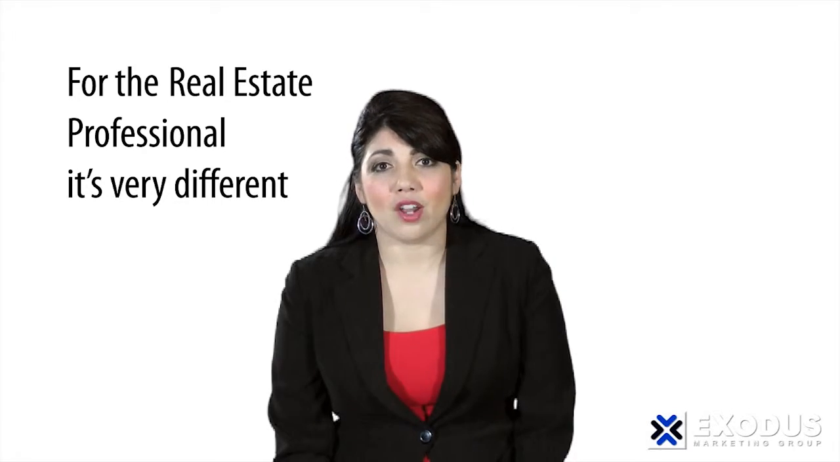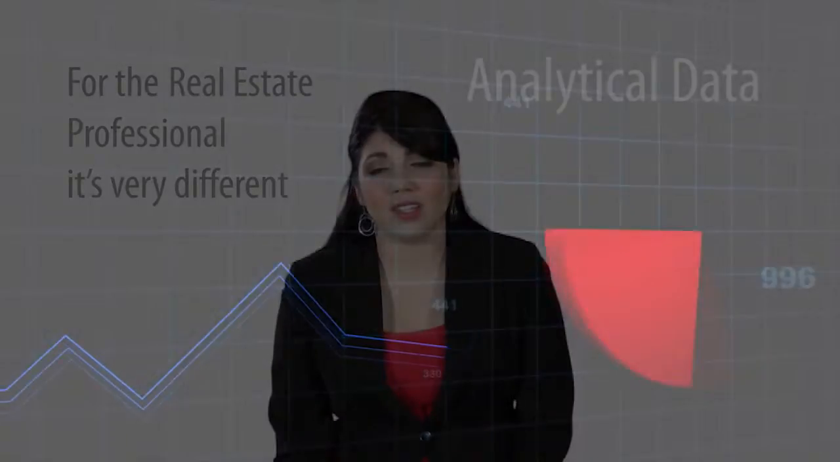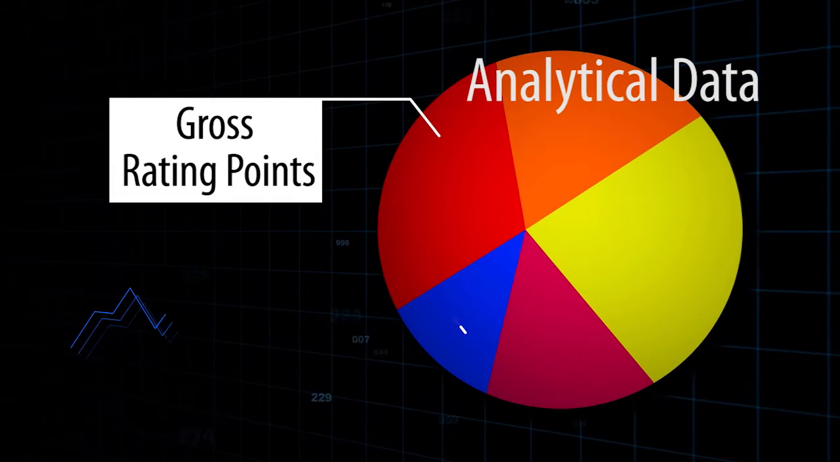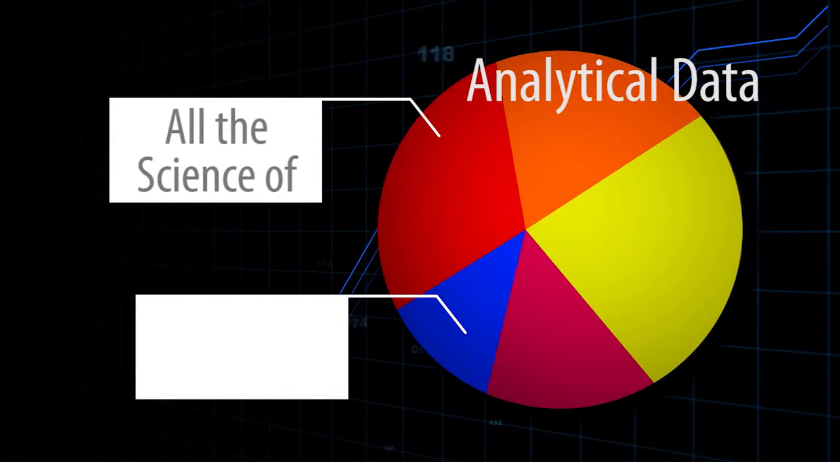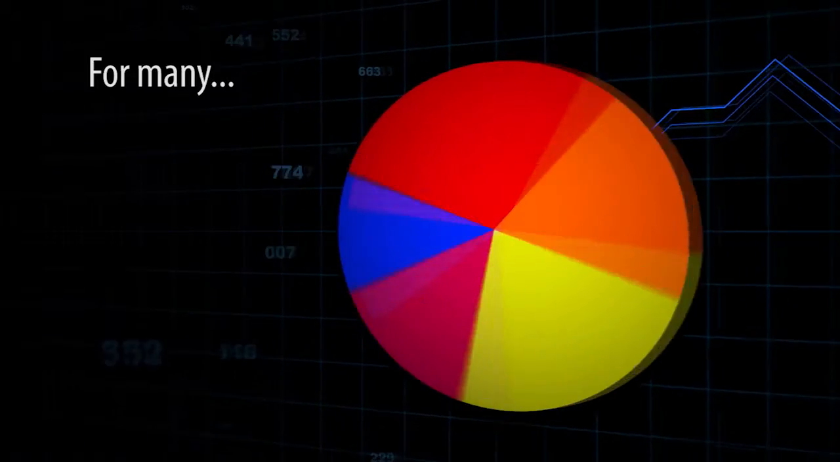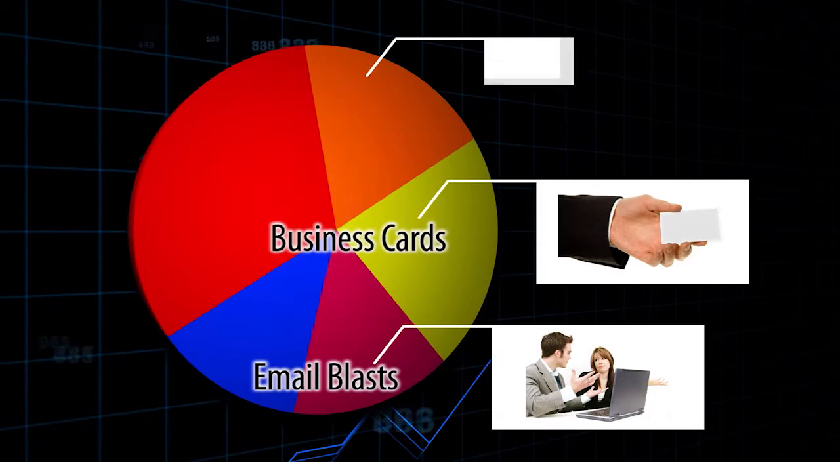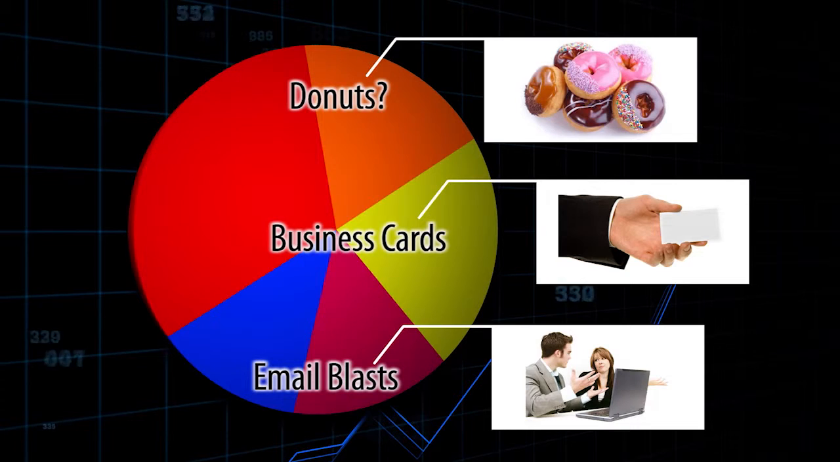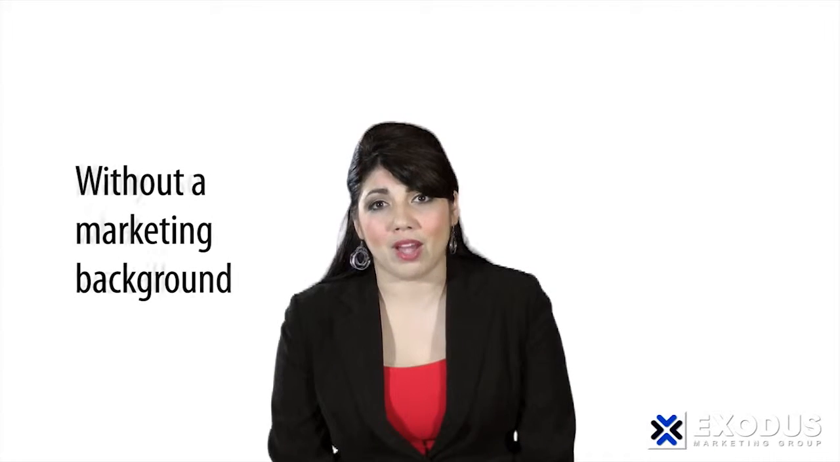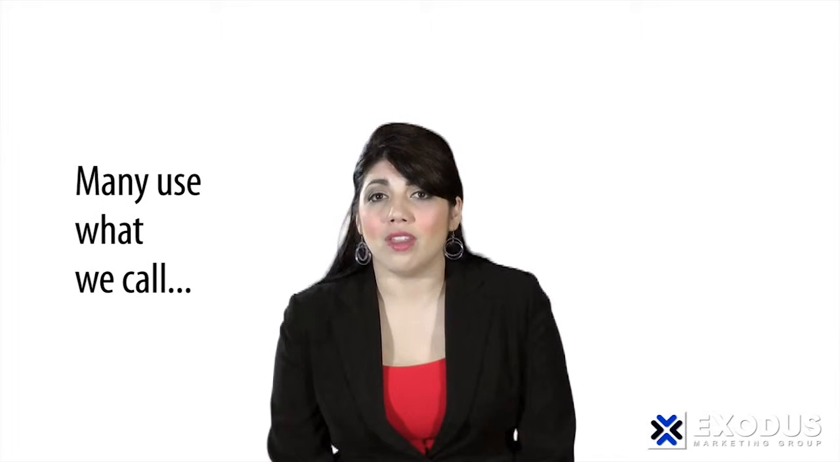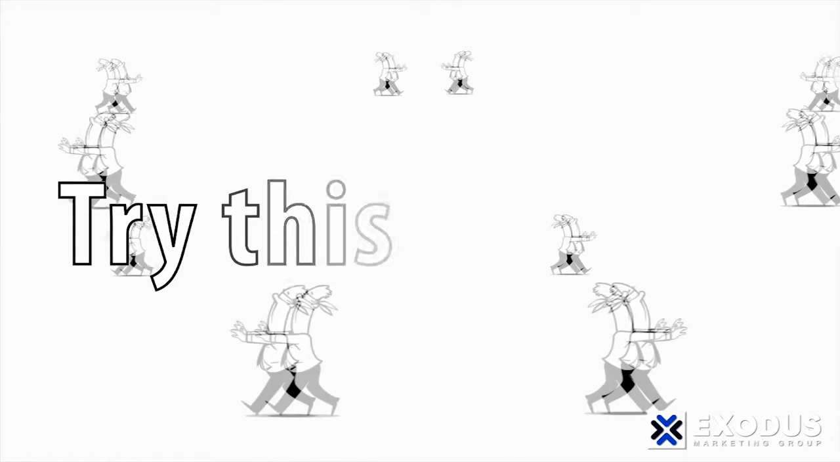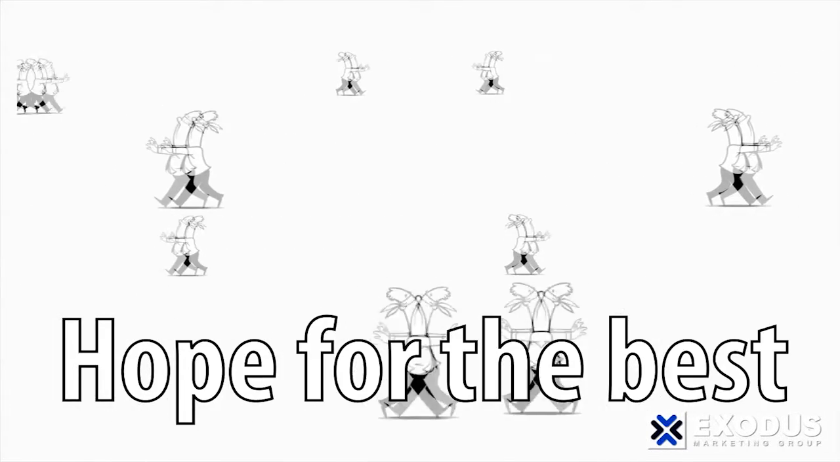You probably didn't decide on mortgage or real estate based on analytical data, gross rating points, reach frequency, and all the science of an MBA. For many, a marketing plan consists of email blasts, handing out business cards, and donuts for referral partners. Without a marketing background, many use what we call the bump into method. Try this, try that, and hope for the best.